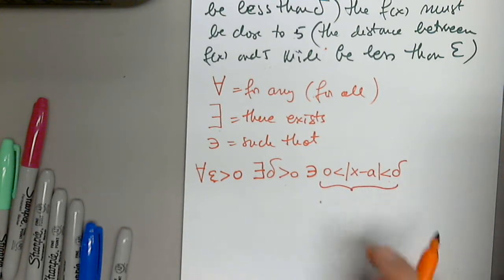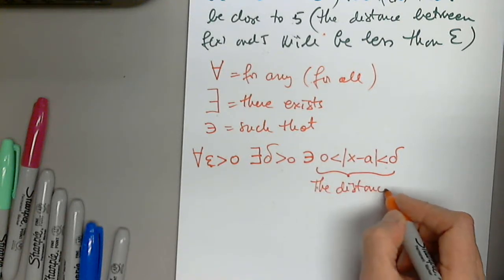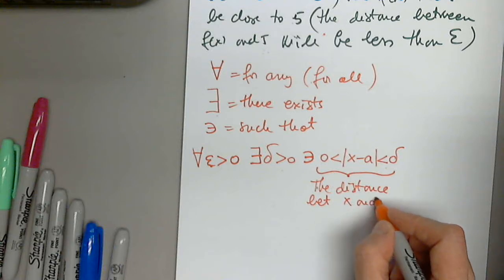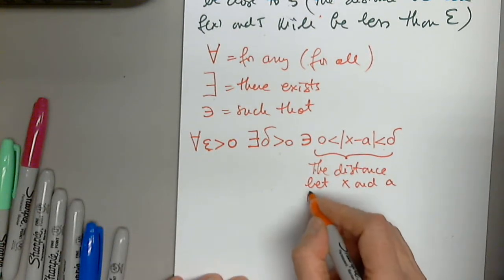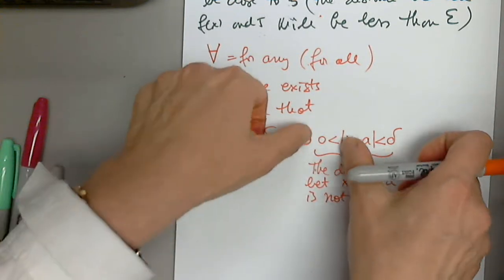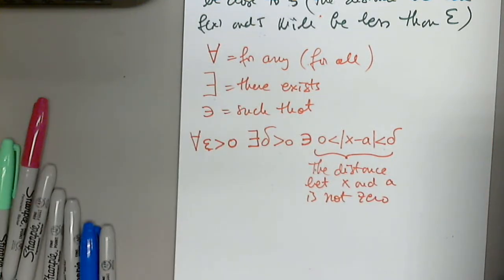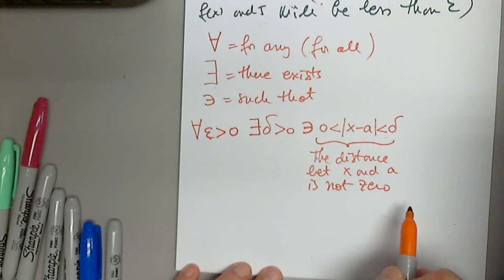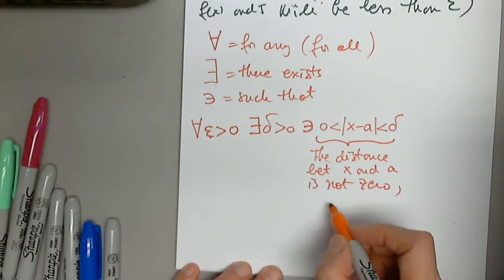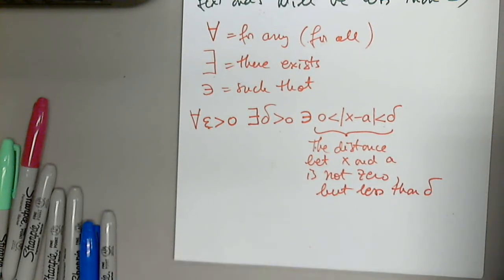So I'm going to translate this. The distance between x and a is not 0. That's why we don't put the equal symbol here. That's what this means. I cannot pick x to be 2. That's why this does not have the equal symbol in there. The distance between x and a is not 0, comma, but less than delta.